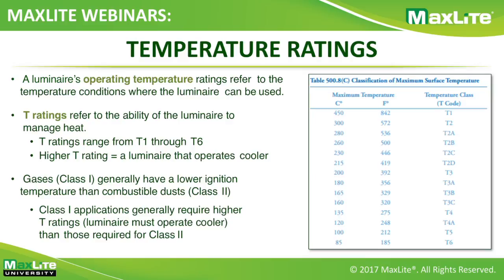Gases in Class 1 generally have a lower ignition temperature than combustible dust, which are Class 2. So in Class 1 applications, you generally require a higher T rating, meaning your luminaire operates cooler. I'll go into more details about the T ratings that MAXLITE will offer and how our three product lines compare to the common operating temperature ranges and T ratings out there.